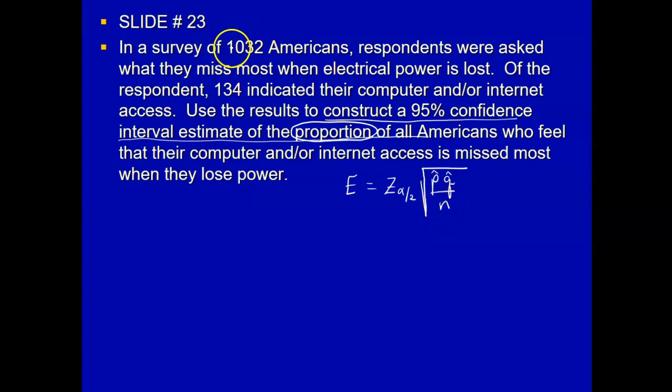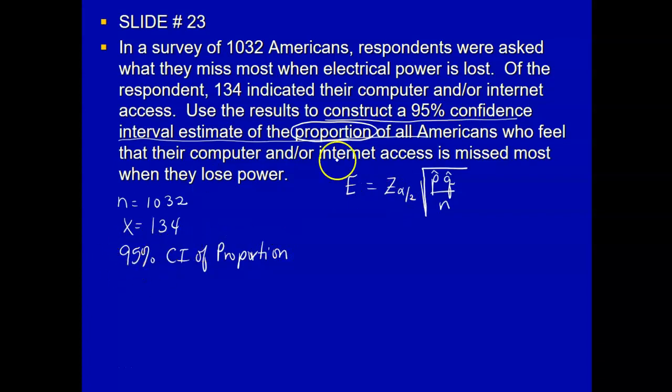So looking at this, I have a sample size of 1,032. They were asked what they missed most when electrical power was lost. Of the respondents, 134 indicated their computer and/or internet access. So that was my X. So when I look at this, I want to do a 95% confidence interval of the proportion. Because it is a 95% confidence interval and I'm needing a Z, then I can go to those memorized values. So for 95%, the Z is 1.96.